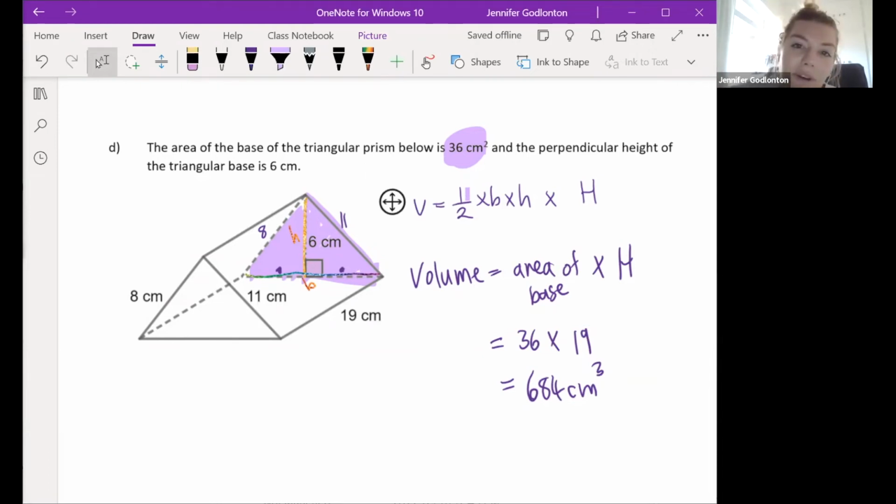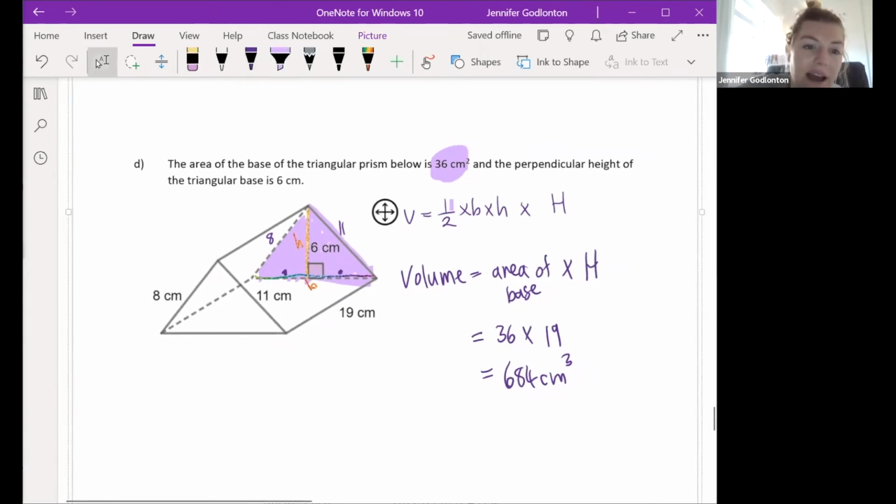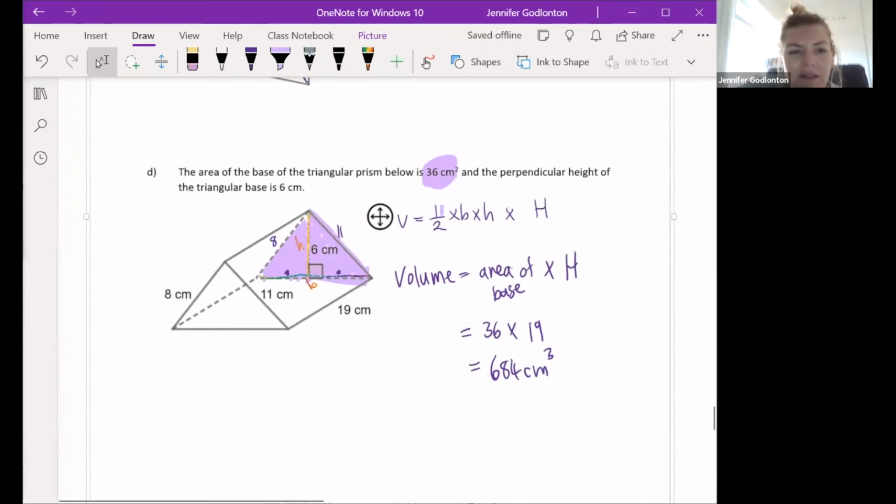The other thing people would have done is they would have tried to find the base in that triangle, which you could have done with Pythagoras, or by working backwards with your area, but it would have been a real pain to do that.